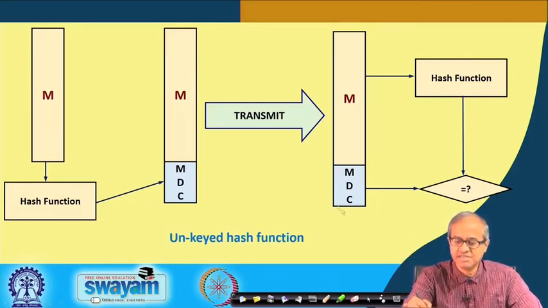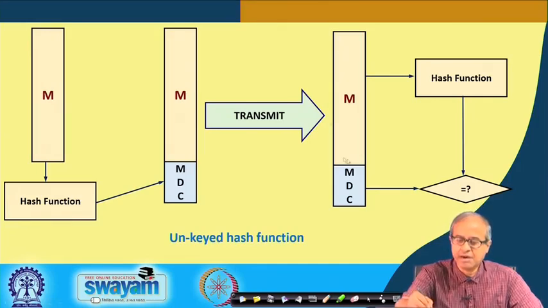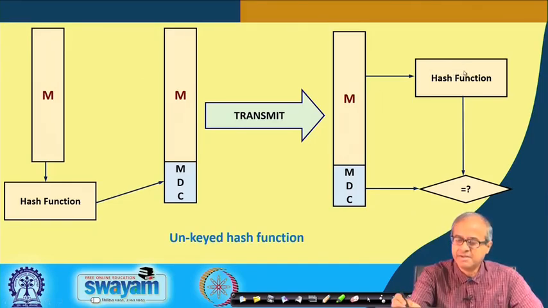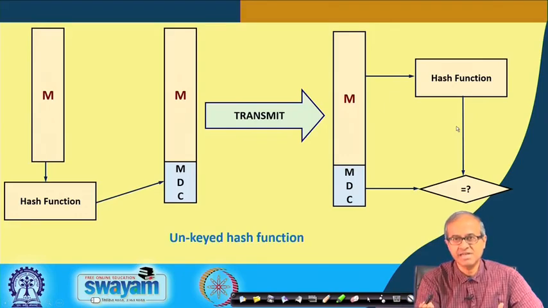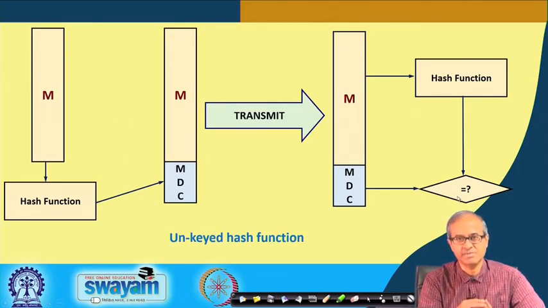So, the receiver will receive the message m along with the MDC appended to it. The receiver will take out this message, will apply that same hash function which is known to both the parties, and here also some MDC will get generated. So, that MDC and the MDC that was received will be compared. If the message was modified in transit, immediately there will be a mismatch, you will know that the message integrity has been lost. So, this is one simple way in which you can check the integrity of a message.